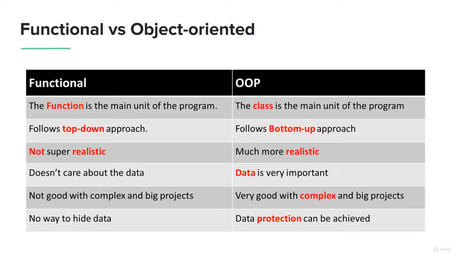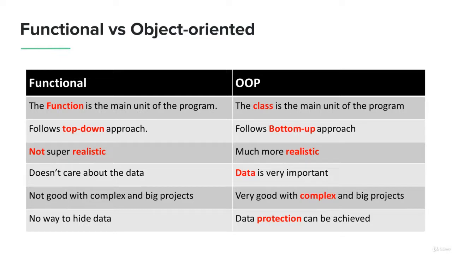So as you can see, for the functional, it's not super realistic, because in fact, the main unit of your body is the cell. So the main unit of the program should be the class. So that's why the object-oriented programming is much more realistic than the functional programming.